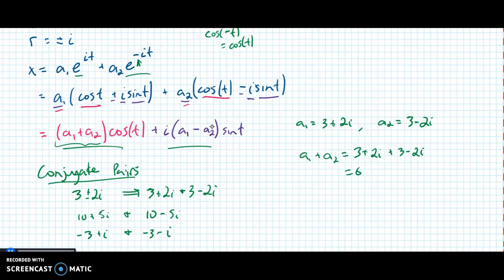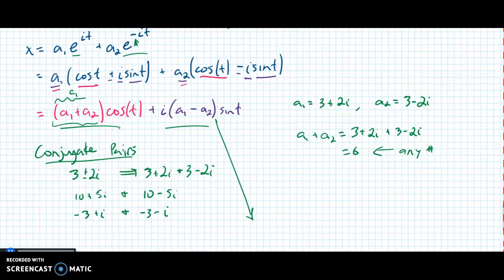You can imagine, instead of using a 3, I could have used a 4 plus 2i and a 4 minus 2i. Then I would have gotten an 8. I could have used 100 and 100, and that would have gotten me 200, right? So I could have used negative 7 and negative 7, and that would have given me negative 14. What I want to convince you of is that I can get that to be any number by being creative with my conjugate pairs. So that means that this could really be any number, and I'm going to call it C1.